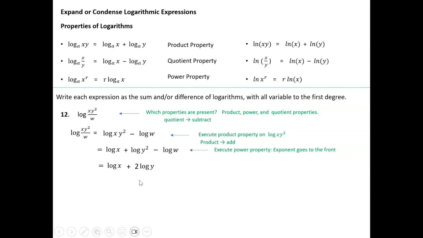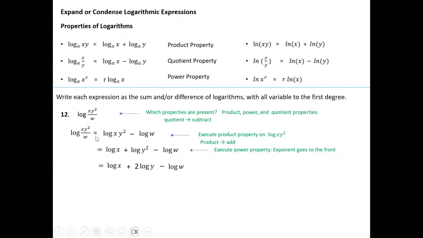But I tell my students that they can go from here to the answer. You see, for example, here we have three different variables, the x, y, and the w. That means since this is multiplication, we're going to have addition here. So it's going to be log of x plus 2 log of y minus log of w, because when the logs are expanded, there's no exponents. The exponent goes to the front.